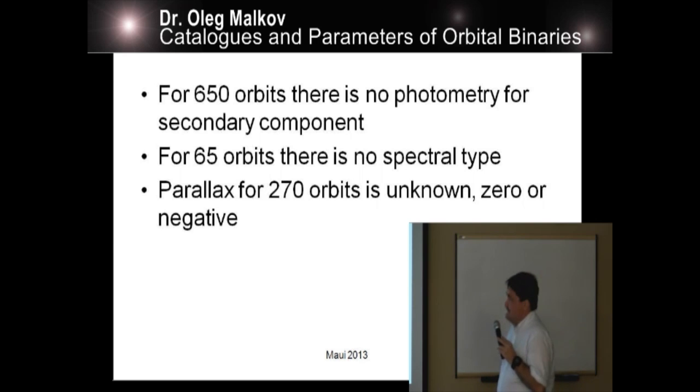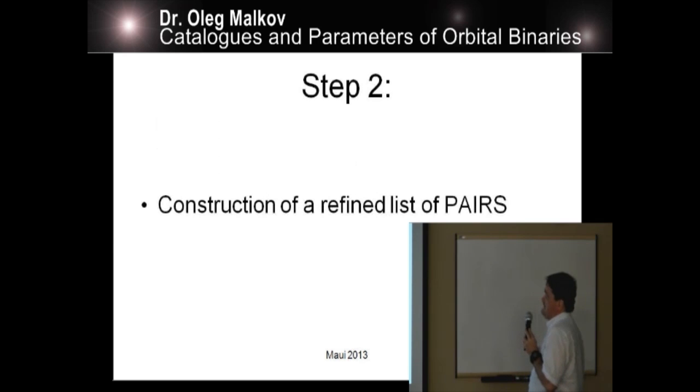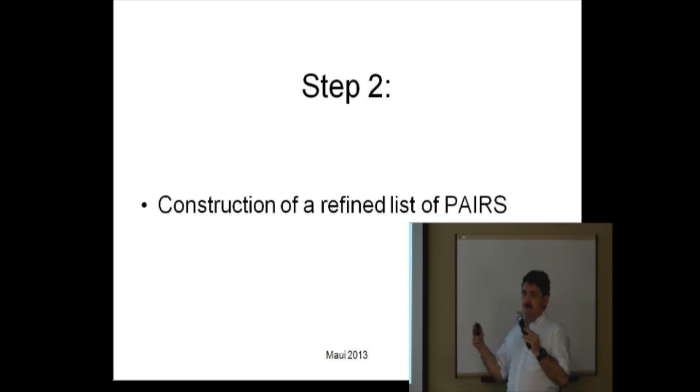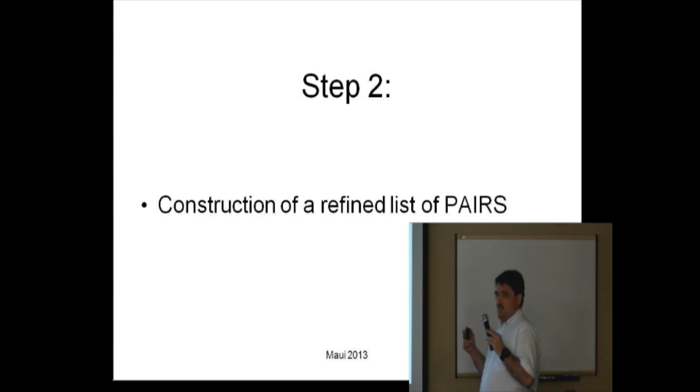Our step two was to construct a refined list of pairs. I will remind you that the previous list contained orbits, and now we would like to keep one orbit per pair, trying to choose the best one.